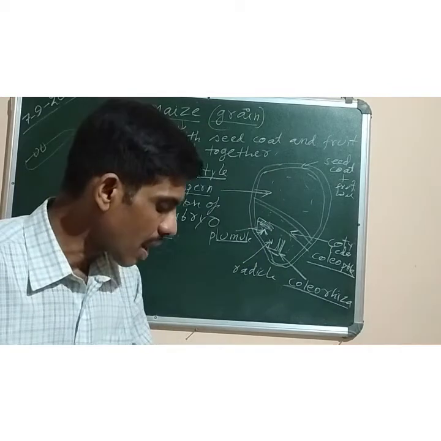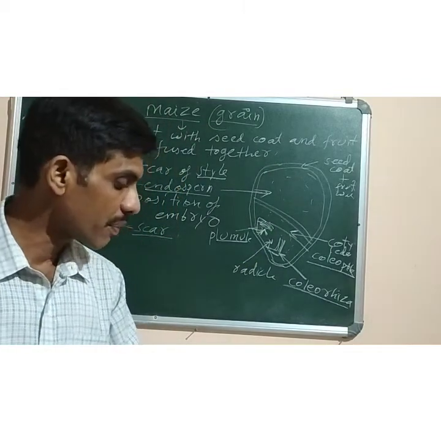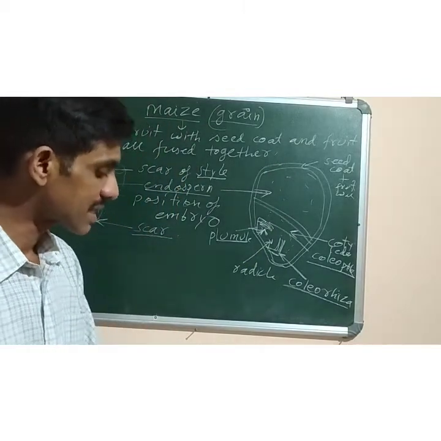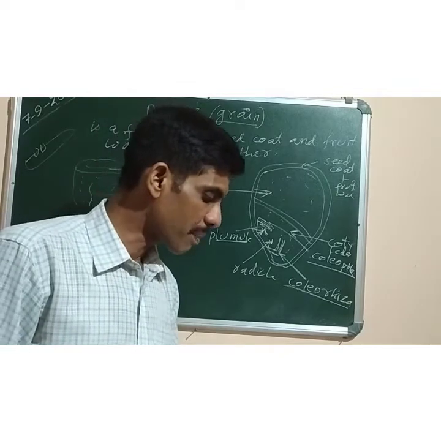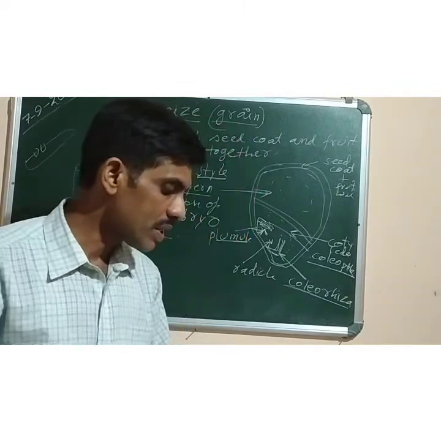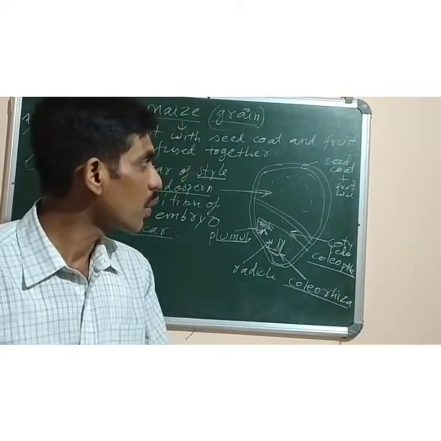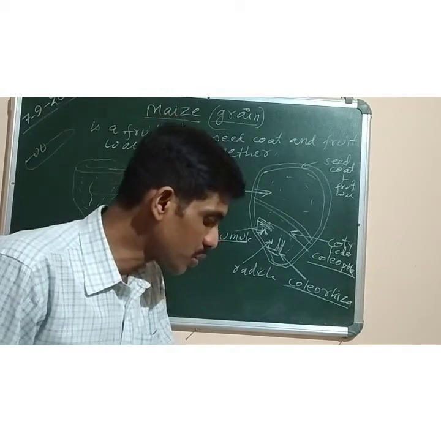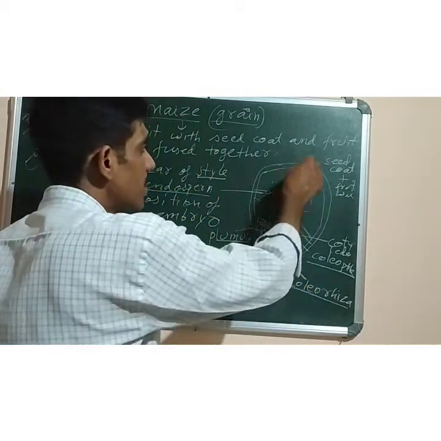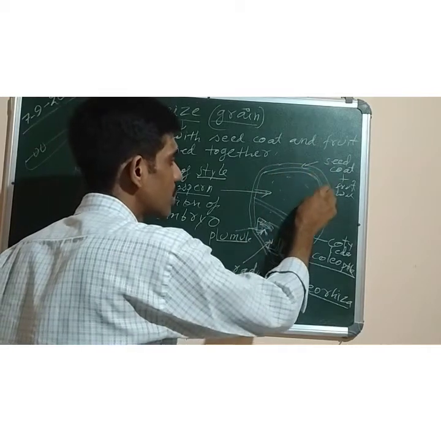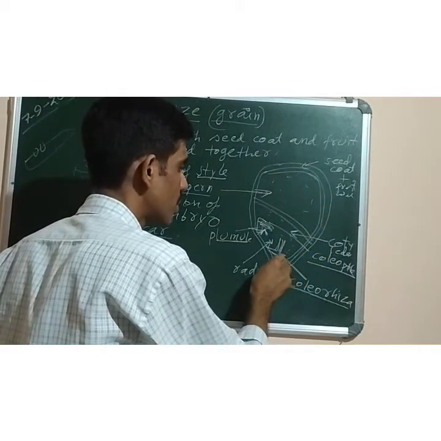Okay. Now, what are the different parts of a maize seed? Number one is the seed coat. It is a brownish membranous layer which is made up of the seed coat and the wall of the fruit, which are fused together. It is a protective layer. So three layers are there, as I told you. This is the third layer I am going to draw.